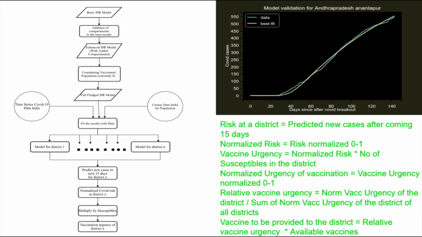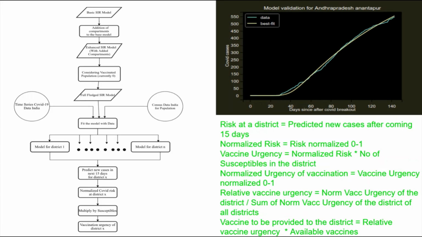The model was initially a basic SIR model, which models the spread of a particular disease. We added more compartments to it, and we got an enhanced SIR model. Then that model was further improved by considering the vaccination scenario, because the SIR model is not made for vaccination cases, but we had to also consider that vaccinated people cannot infect or get the disease. That's why we enhanced the SIR model further to cope with the vaccination scenario, and then we got a full-fledged SIR model.